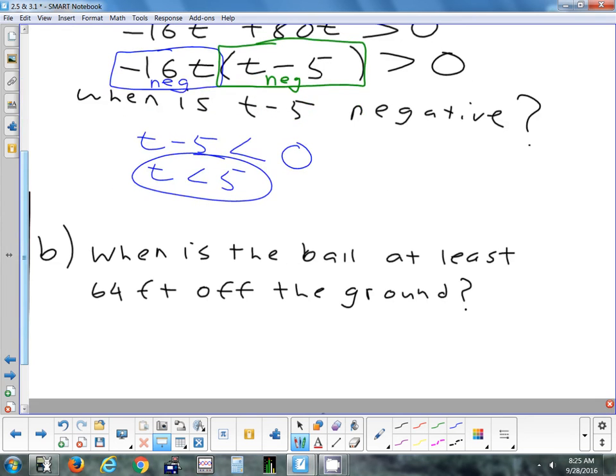All right, and when is the ball at least 64 feet off the ground? We did that graphically. We could do the same thing algebraically. You could turn it into a quadratic equation and plug into the quadratic formula and solve for the two values that we had. Okay.